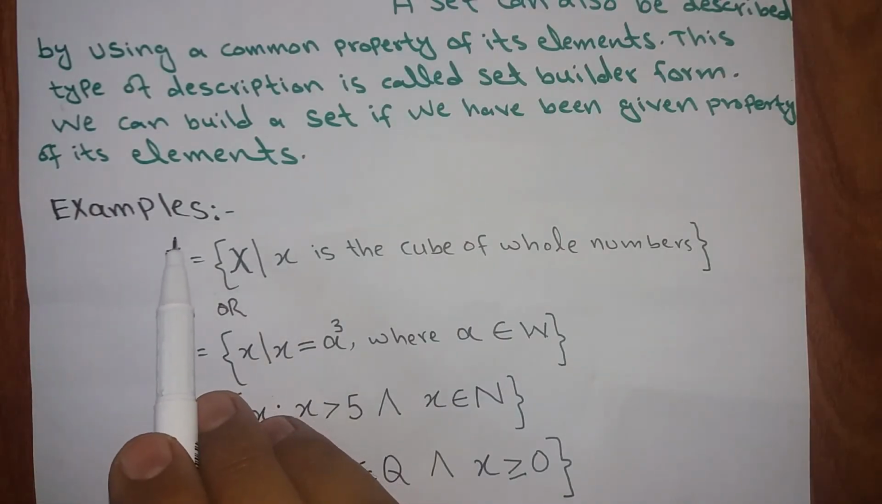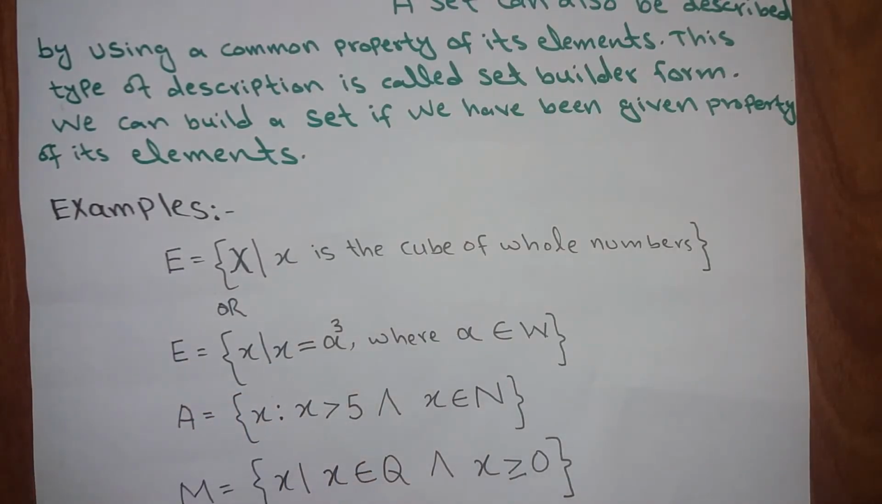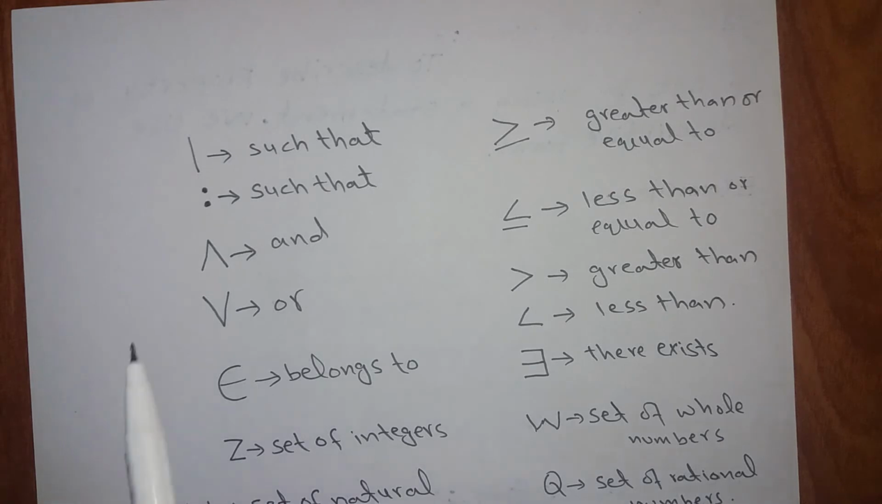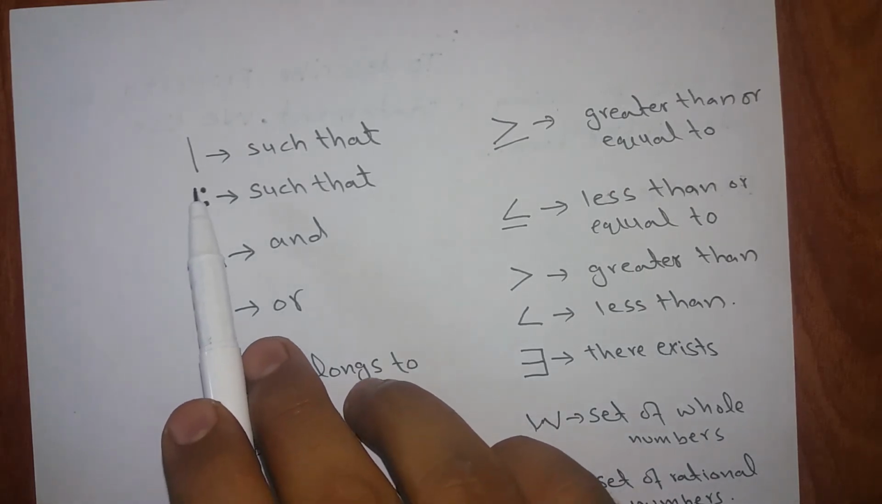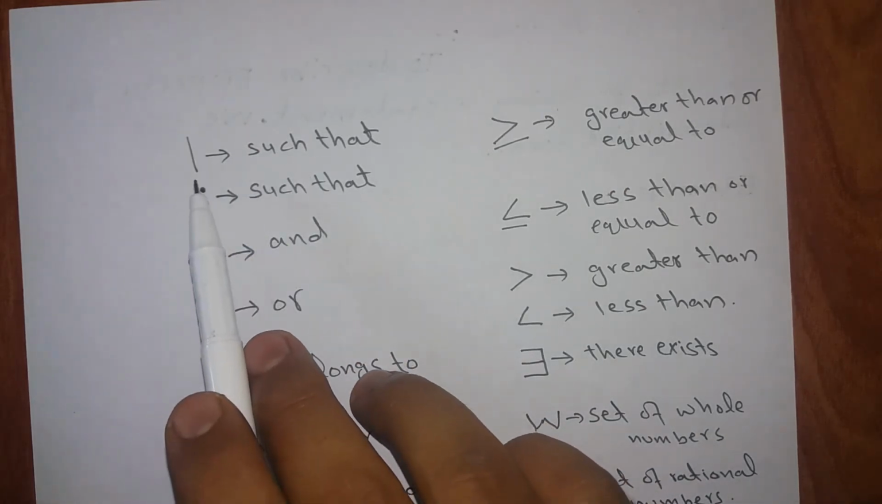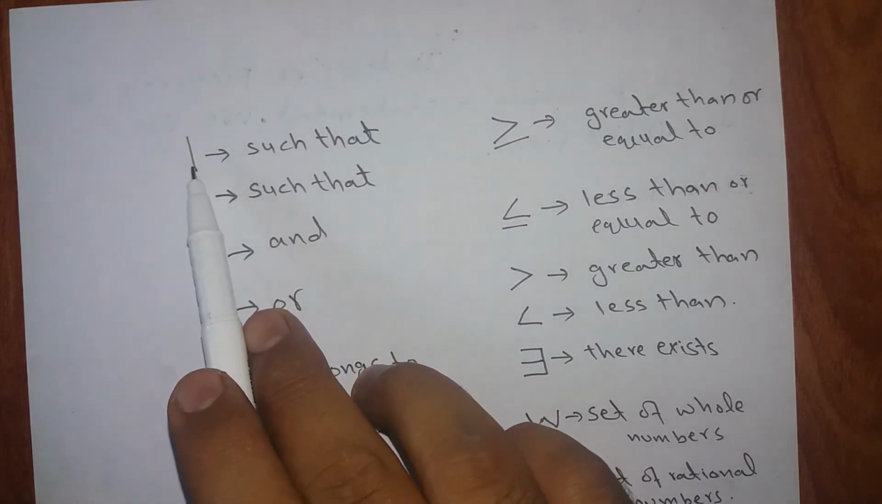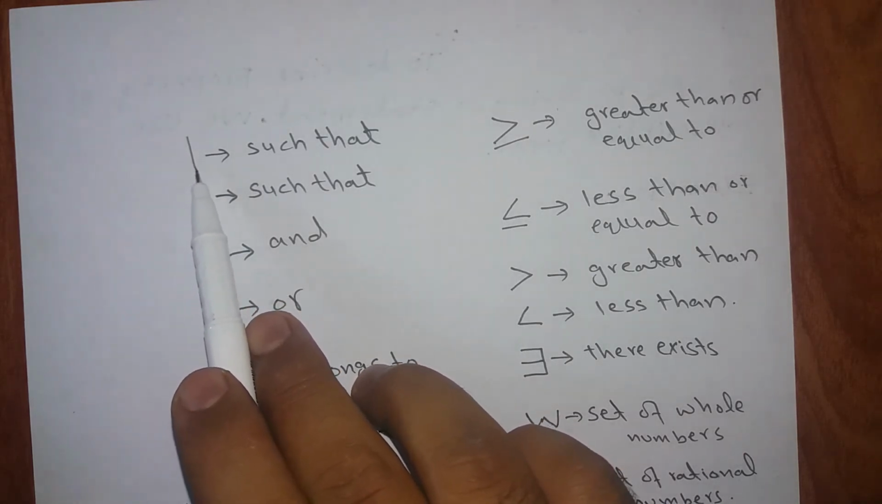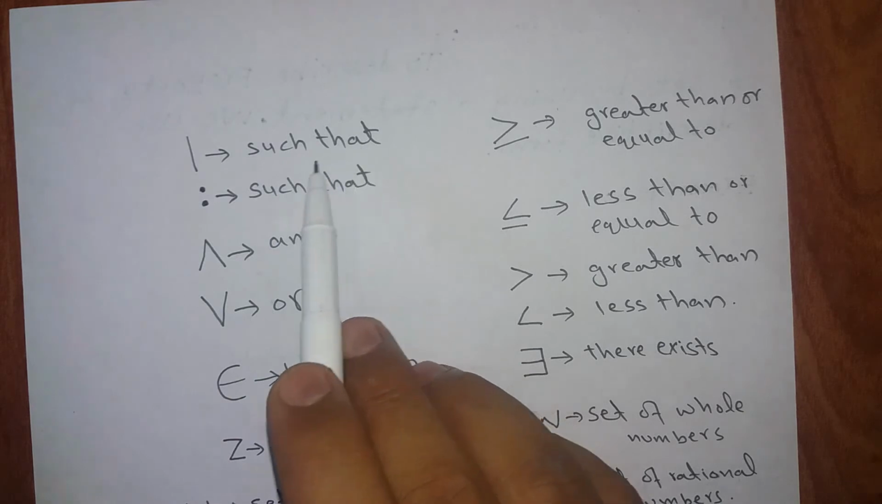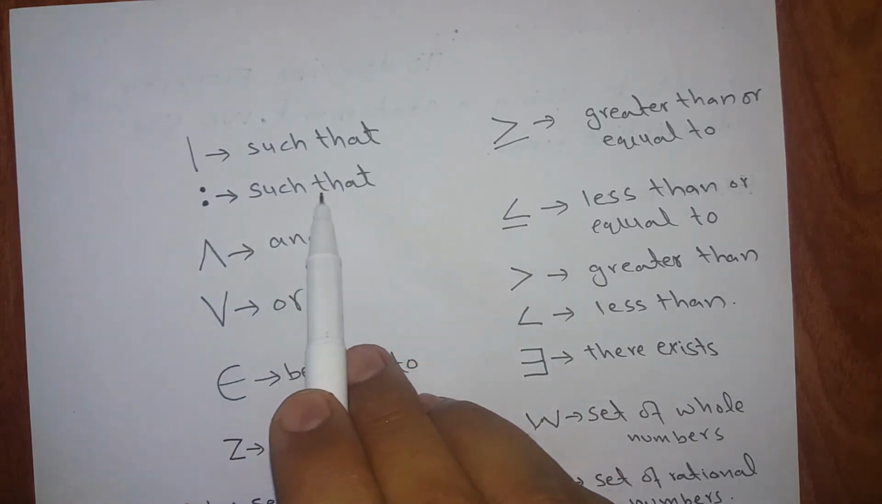Before going to examples, we need to understand some symbols used in this description of a set. Why? Because this is actually a symbolic way to express properties of elements of a set. Here are some symbols used in set builder notation. The first one is the vertical line segment, a small line segment. This means such that. This colon also means such that.